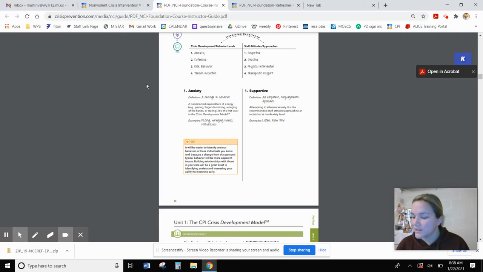And then number 2, what is the value of learning the 4 levels and corresponding staff attitude? So I think that with those staff attitudes, it communicates throughout this whole entire, what do I want to call this, course, that it helps avert crisis.